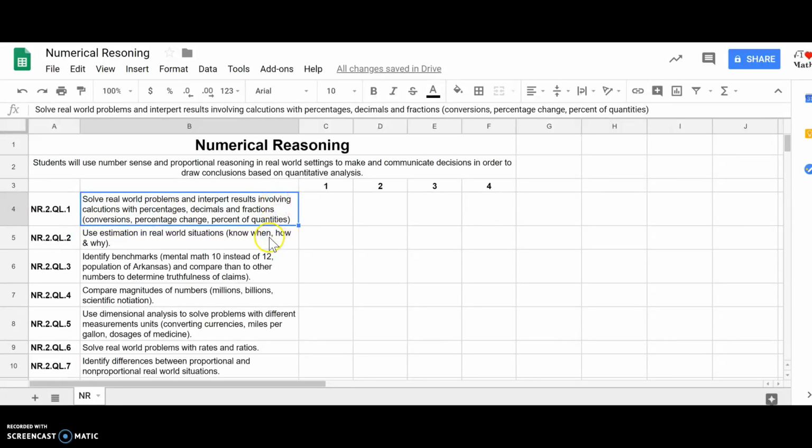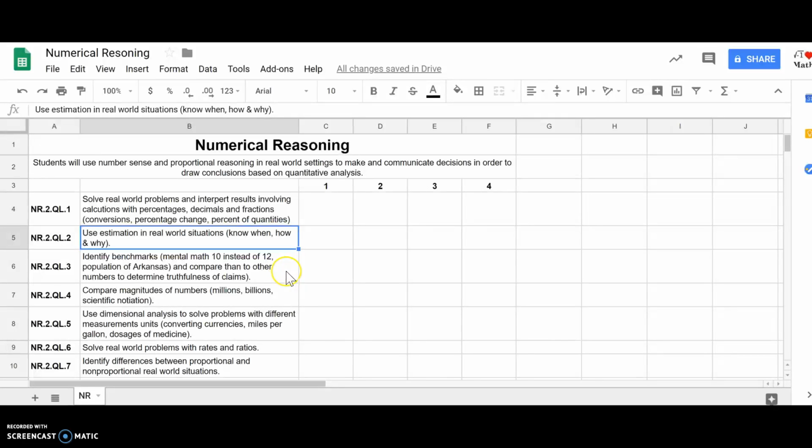The next one is use estimation in real-world situations, know when and how and why. So that means, like, if you're driving down the road and you're trying to figure out if you have enough gas to make it to the next gas station, that's an estimation. You're not going to sit down and use the main numbers for that because that would just take too much time, and you're going to run yourself out of gas on accident, all right?